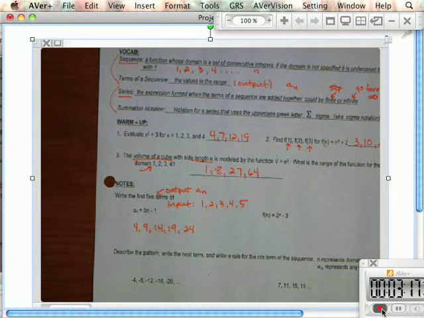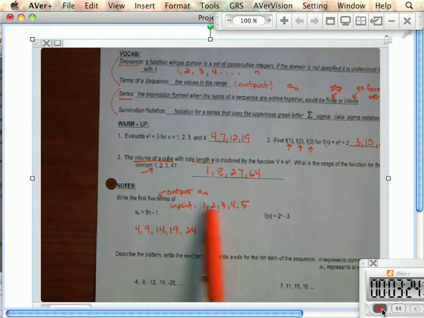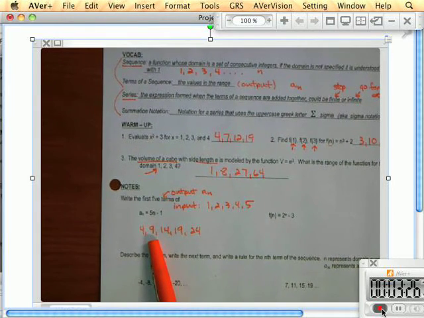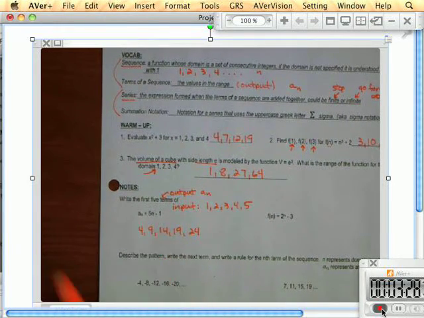Does everybody know how I did that, or where those numbers came from? Please be honest. I just took 1 and plugged it in, that gave me 4. Took 2 and plugged it in, that gave me 9. Okay? All right, same thing for here.